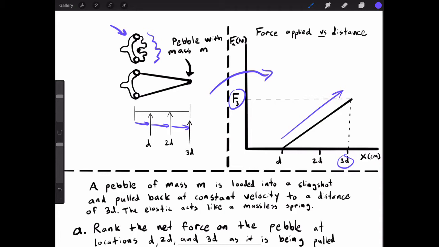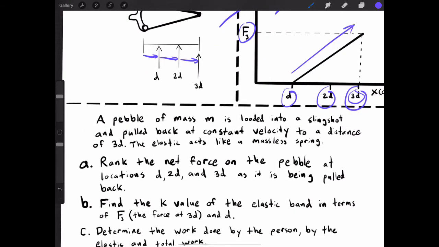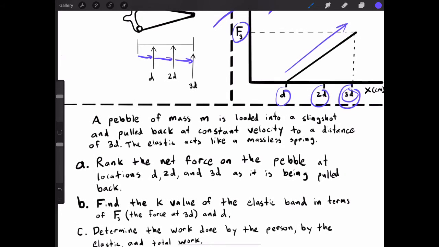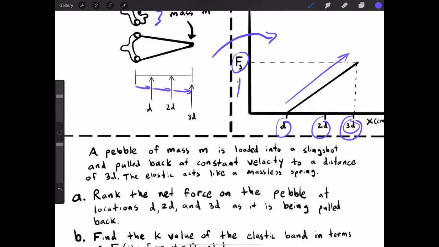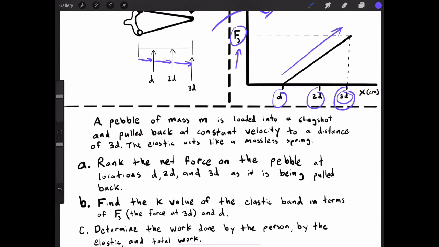Rank the net force on the pebble at locations d, 2d, and 3d as it is being pulled back. Now part B: find the k value of the elastic band in terms of F3, the force at 3d right here, and d.